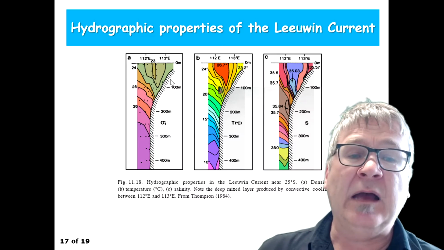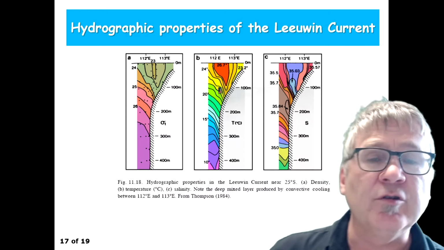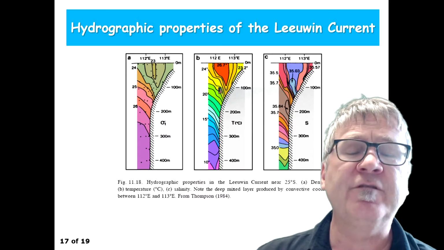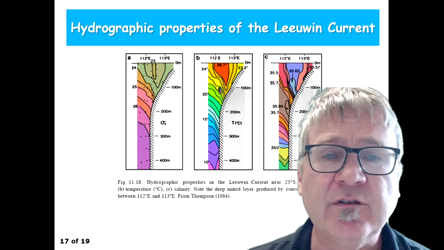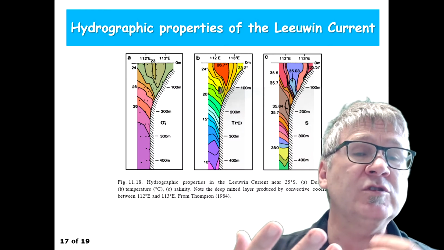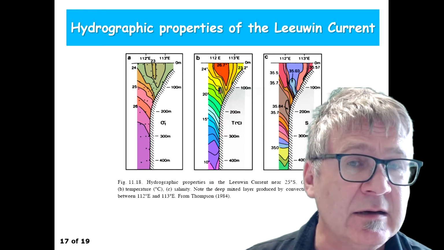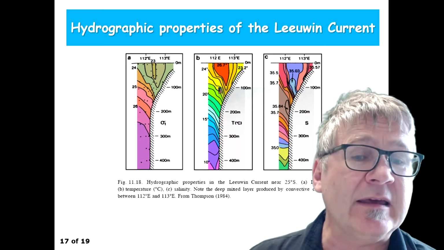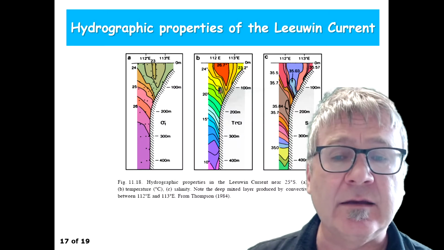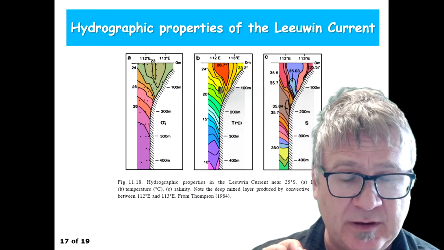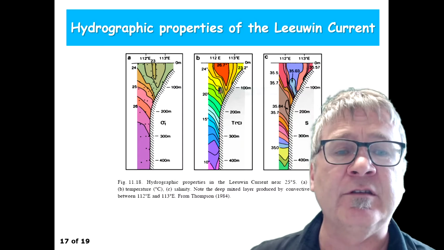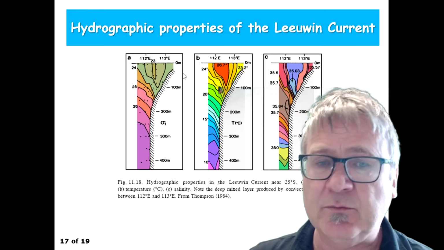Okay. I should also mention that the Leeuwin current itself is poor in dissolved nutrients. Okay, it's a very nutrient poor current, and it only induces upwelling in interaction with bathymetric features like the Perth Canyon, which is known to be fairly productive because of the interaction of the Leeuwin current with the feature.